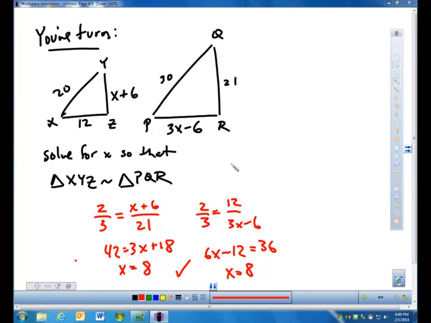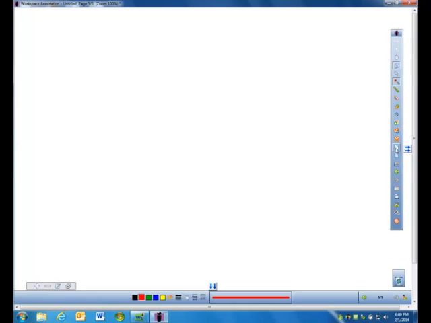Alright, so you started back up. Here's my solution set for this problem. You'll notice that I just reduced my 20 over 30 to 2/3, and I cross multiplied for both sides, and I got x equals 8 in both cases, and that makes the triangles similar. So hopefully you did that. If not, go back, look at my work again if you need to.